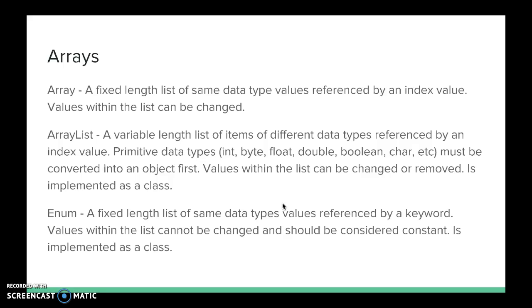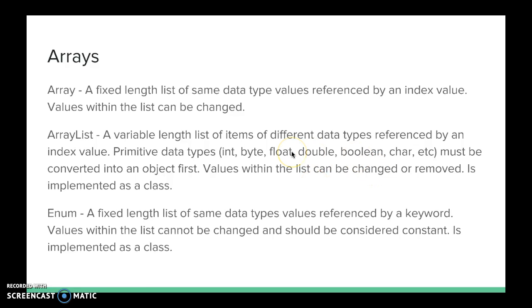Finally is an enum. An enum is very similar to an array, a fixed list of the same data type, however it is referenced by a keyword instead of an index value. Values within the list cannot be changed and are considered constant. They too are implemented as a class.